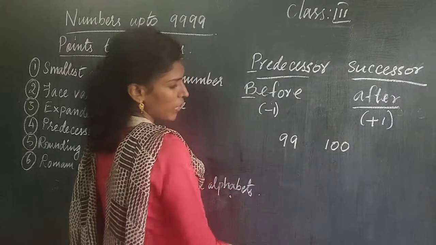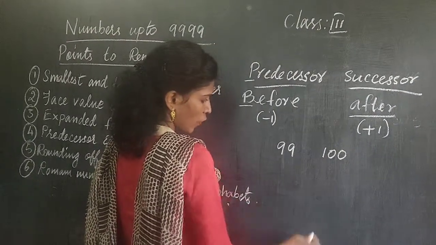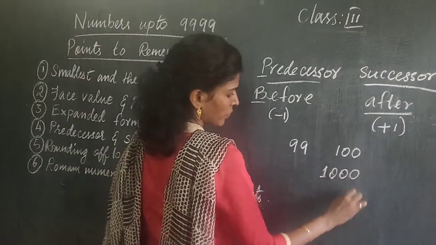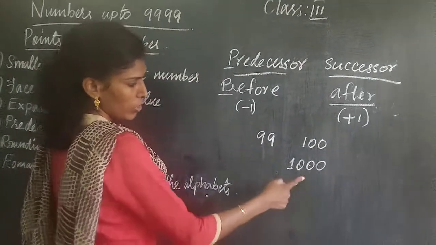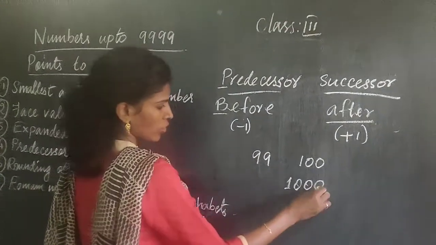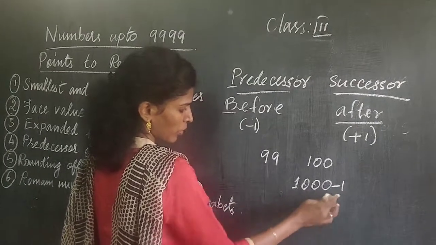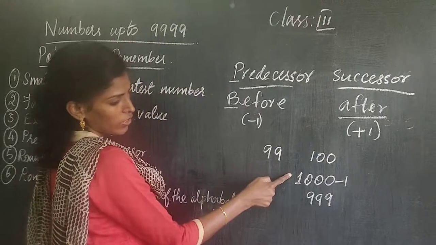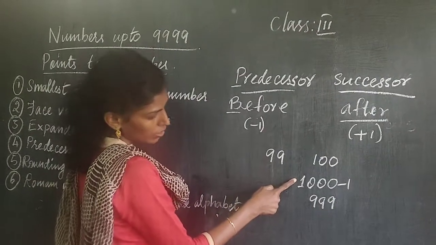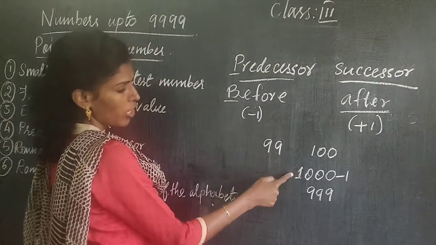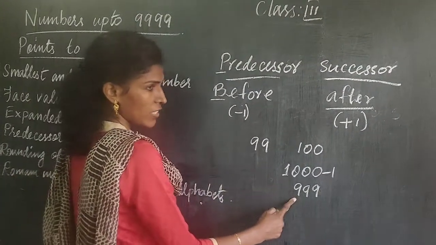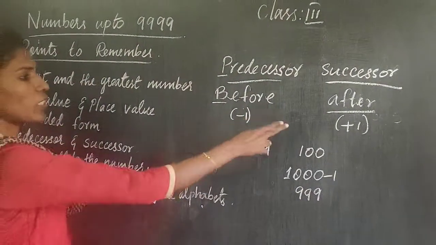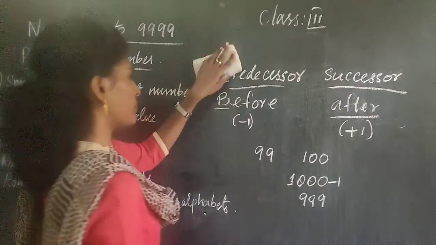And the predecessor of, suppose, the smallest 4 digit number. The smallest 4 digit number is 1000. So to find the predecessor, you have to minus 1. So 1000 minus 1, you will get 999. So the predecessor of the smallest 4 digit number is the greatest 3 digit number. So this is the way you can remember. Predecessor means you have to minus 1, successor means you have to plus 1.